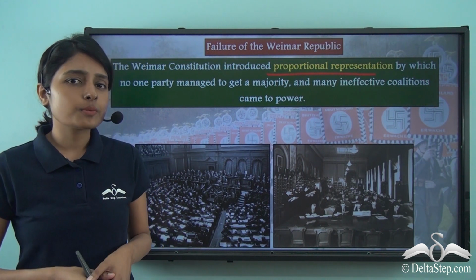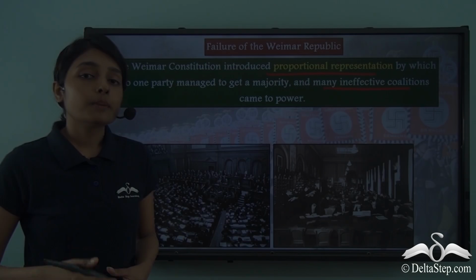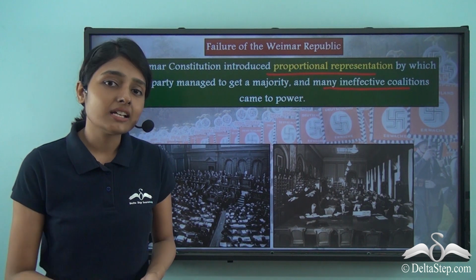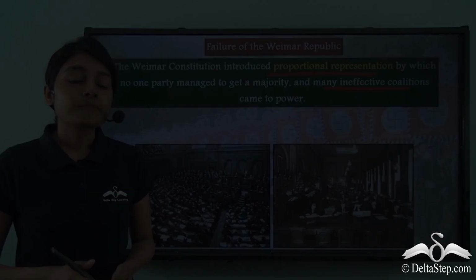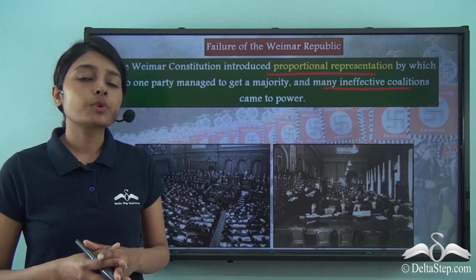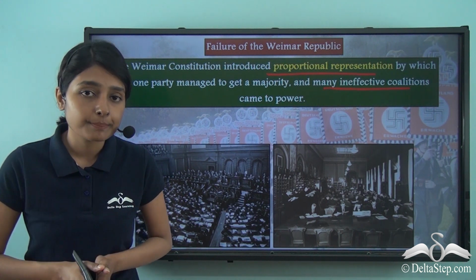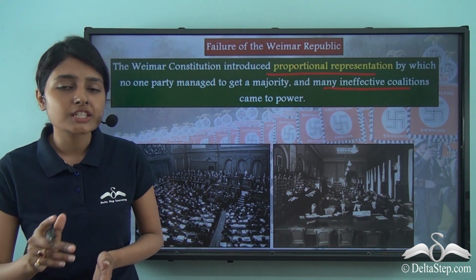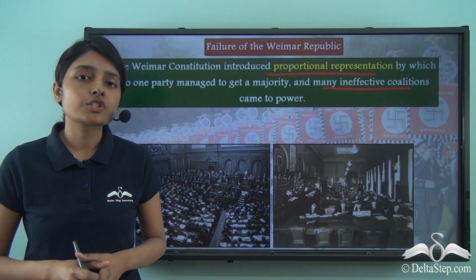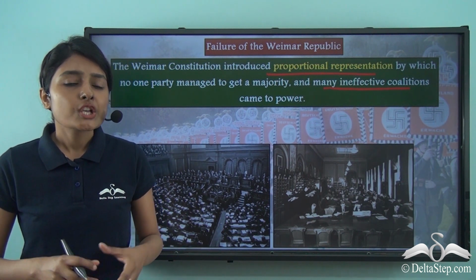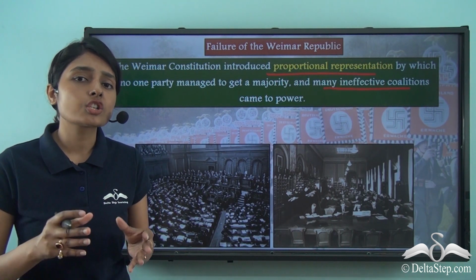And needless to mention, these coalitions were quite ineffective because these coalitions actually failed to bring any kind of stability to the nation. You'll be surprised to know that more than 20 coalitions came to power in the short life of the Weimar Republic from 1918 to 1923. And these coalitions lasted on an average of 239 days. So you can understand how these coalitions were actually ineffective and short-lived.